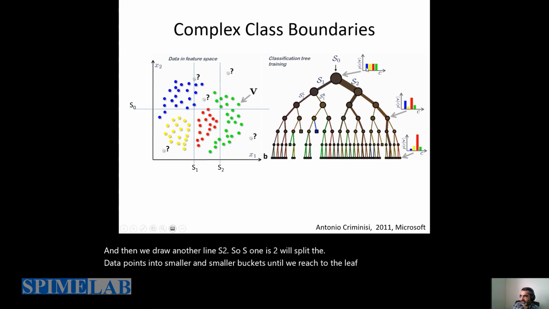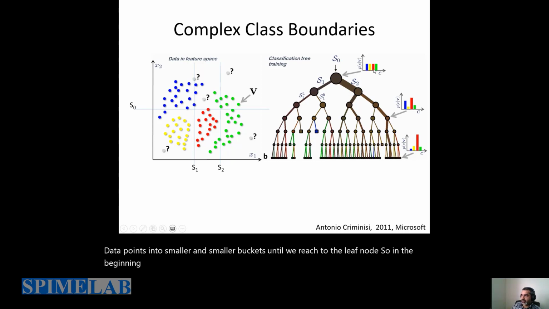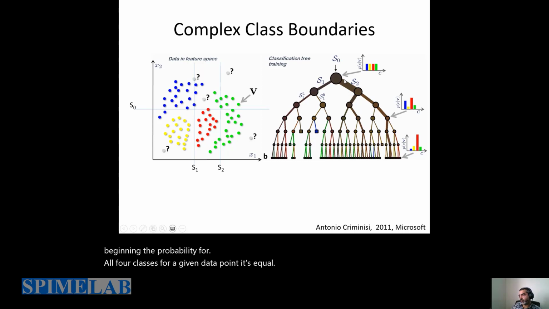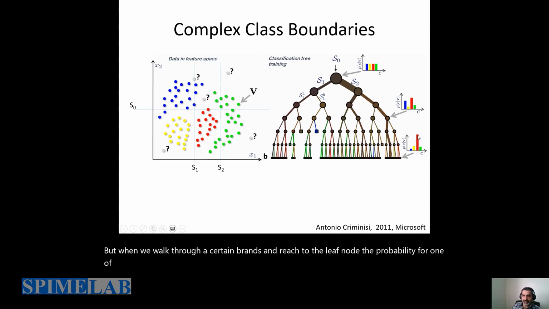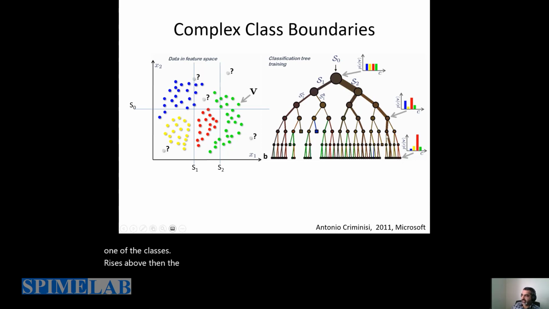So in the beginning, the probability for all four classes for a given data point is equal. But when we walk through a certain branch and reach the leaf node, the probability for one of the classes rises above the other classes, and we decide that the example that reached this node is of the red class.